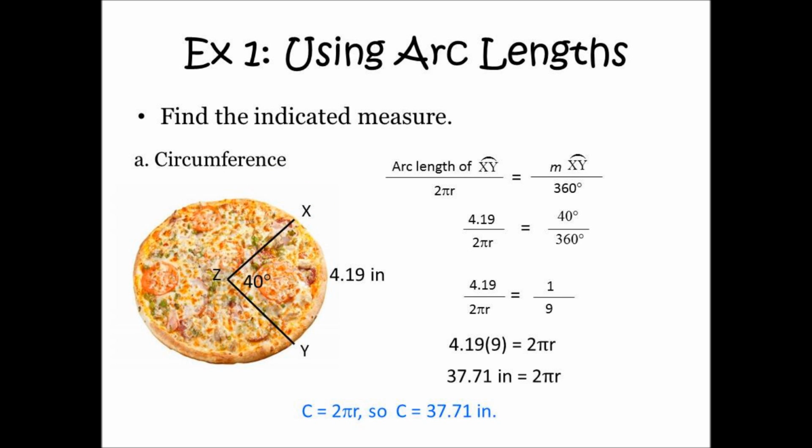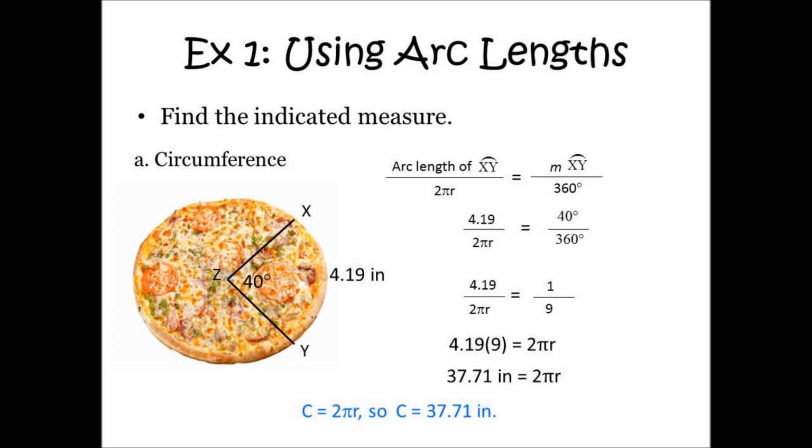Example 1, using arc length. Find the indicated measure, circumference. So the diagram of the pizza shows that the measure of the central angle is 40 degrees, and the arc length of XY is 4.19 inches. The formula you want to use will be the arc length of XY over 2 pi r is equal to the measure of XY over 360 degrees.